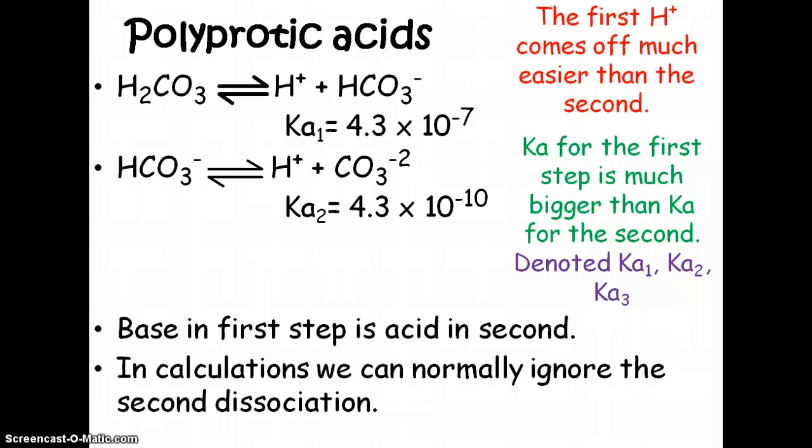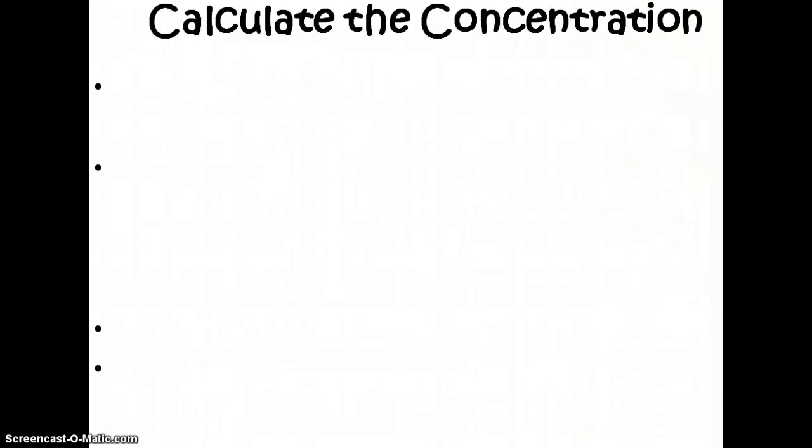We usually don't have to worry about the second and third dissociations, and you'll see why in a minute when we do some calculations. They don't affect any of the other concentrations very much. The first hydrogen always comes off much easier than the second or third hydrogens. That's always something good to keep in mind.